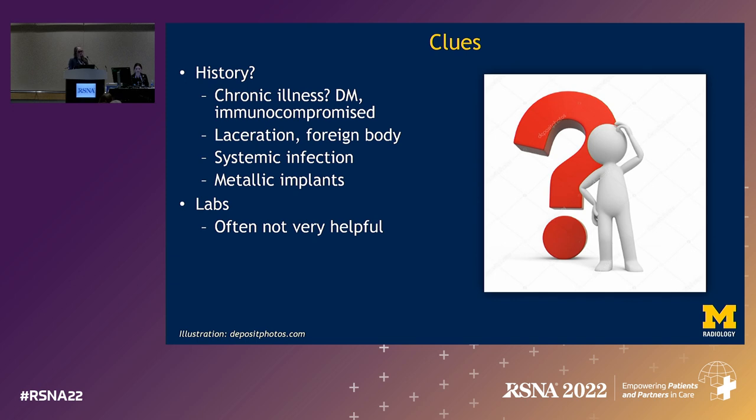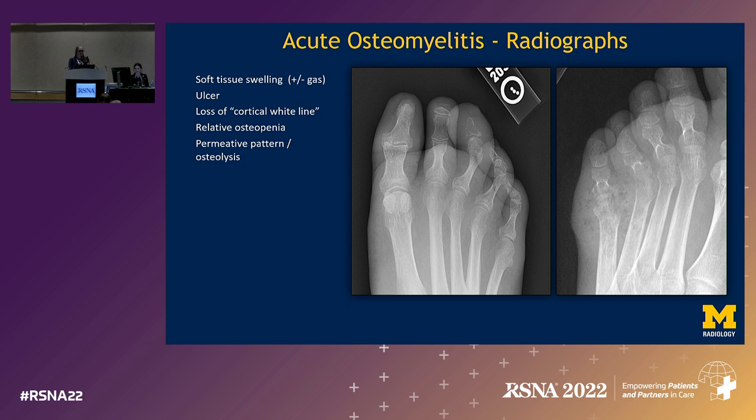And when we look at labs, these tend not to be very helpful because in patients who are chronically ill, CRP and SED rates are elevated, and patients may not even mount a really meaningful white count, especially diabetic patients. So we need to look at the clinical picture in addition to all of the other clues that we receive.